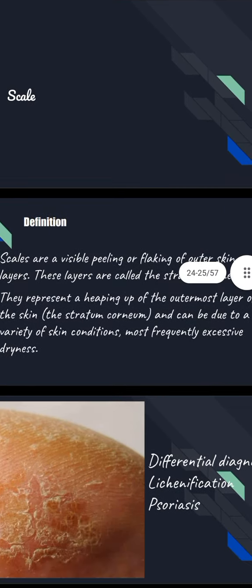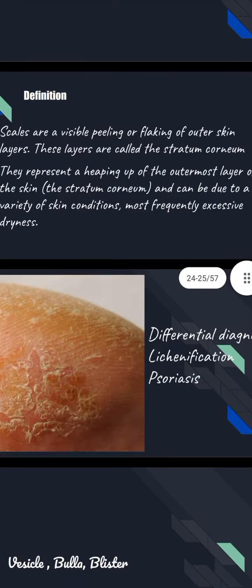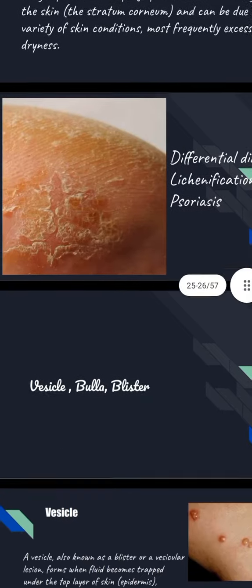The scale. Scales are visible peeling or flaking of outer skin layers. These layers are called the stratum corneum. They represent a heaping up of the outermost layer of the skin, the stratum corneum, and can be due to a variety of skin conditions, most frequently excessive dryness. The differential diagnoses are lichenification, psoriasis.